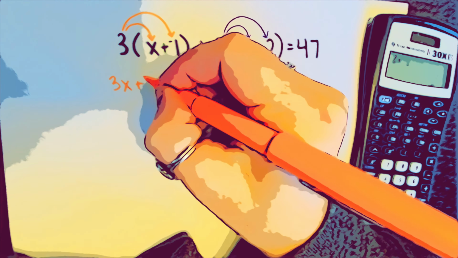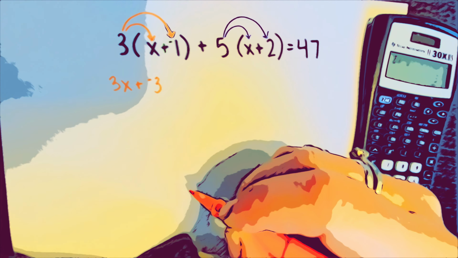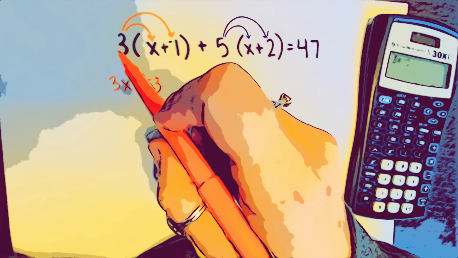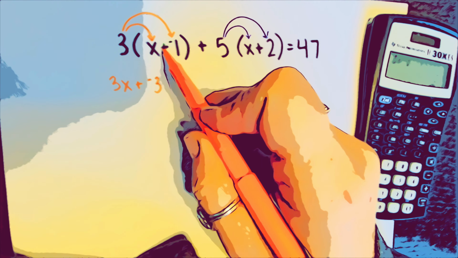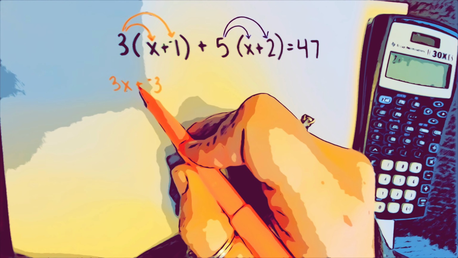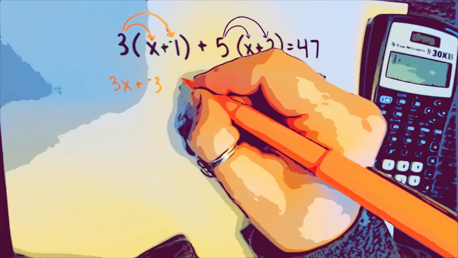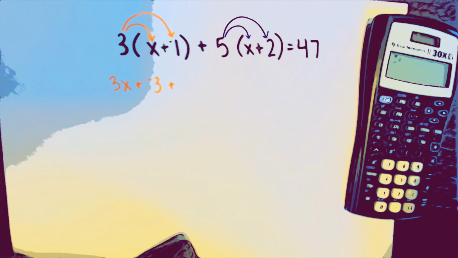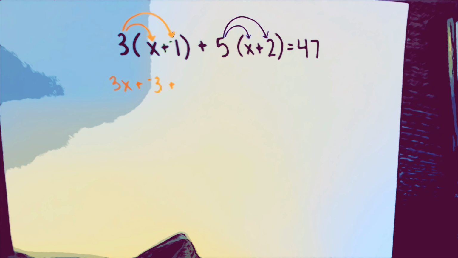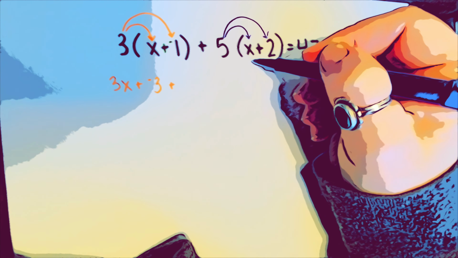So -3. 3 times x is 3x. 3 times -1 is -3, and I have brought down my addition symbol. I'm also going to bring down this addition symbol before I get started on the next set of distributive property questions. So now I have 5 being multiplied by x.